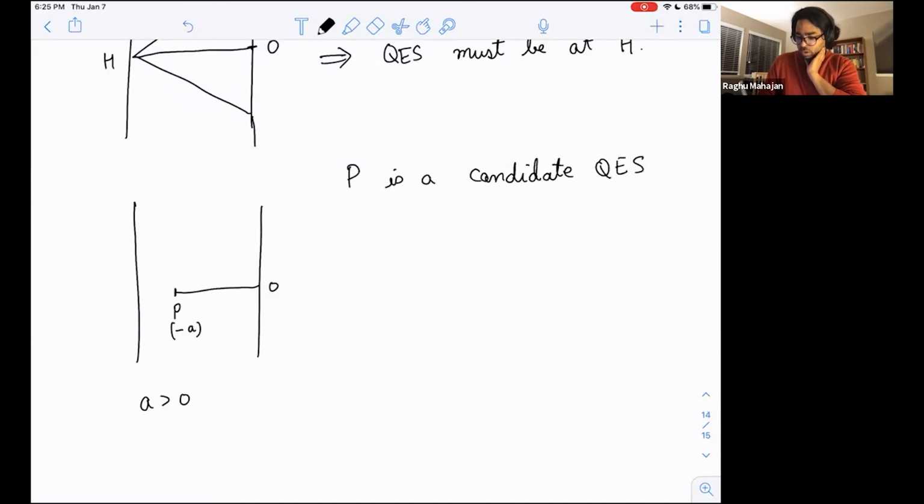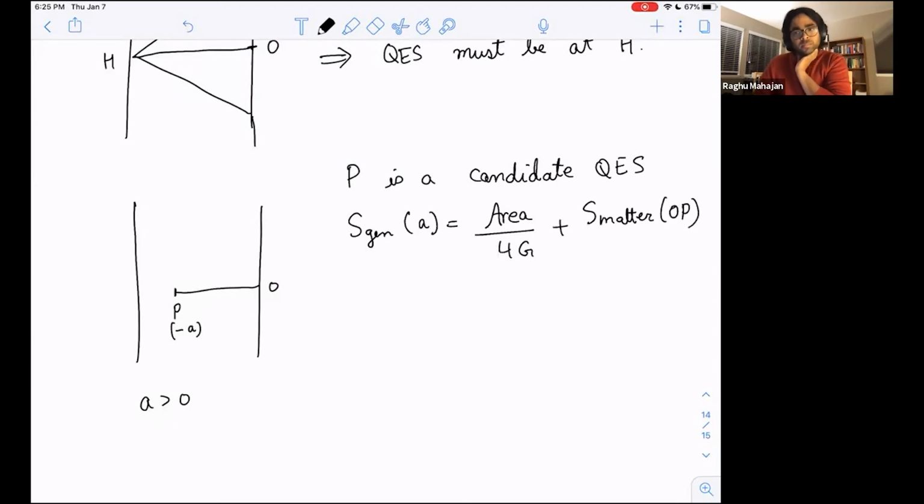Okay. What is this S_gen? S_gen as a function of a. The definition was area over 4G plus S_matter of OP, right? What's area? Area we concluded was phi at the point P. It's not area, but it really means phi of P. And I'm going to set 4G equals 1 because G is dimensionless, so I can do that. So phi(P) plus S_matter of OP.